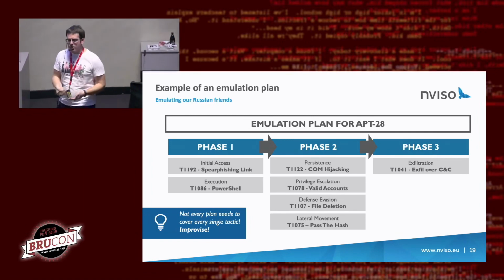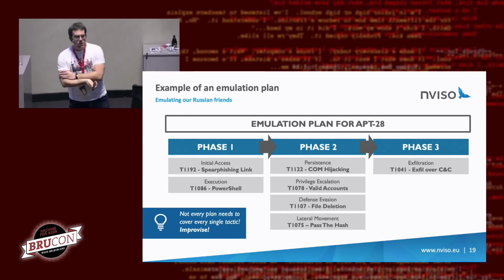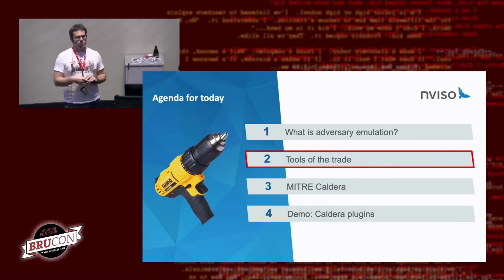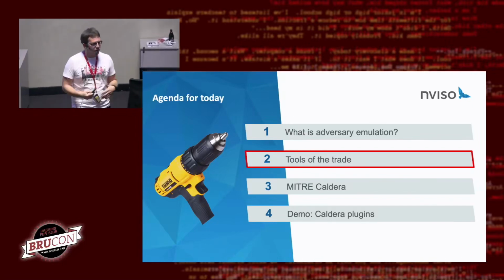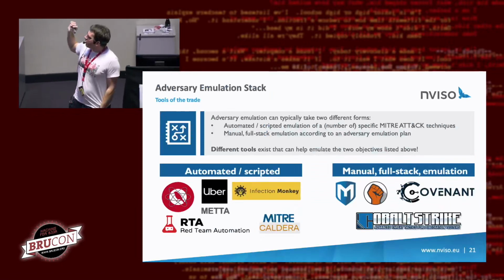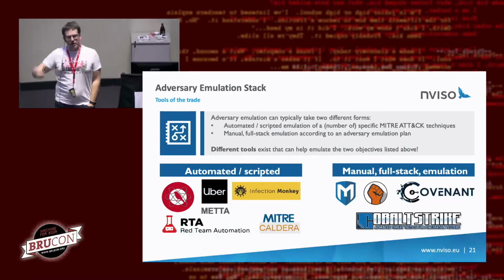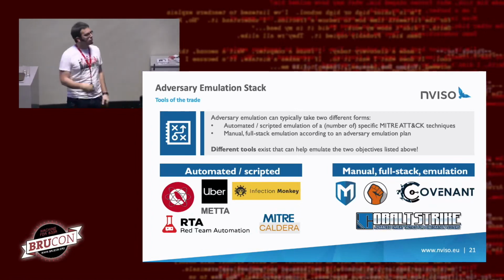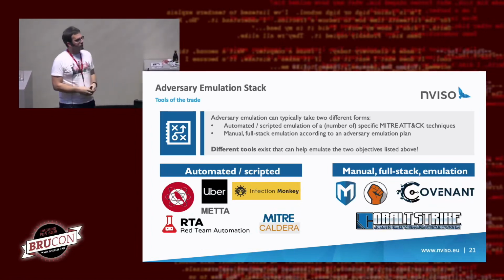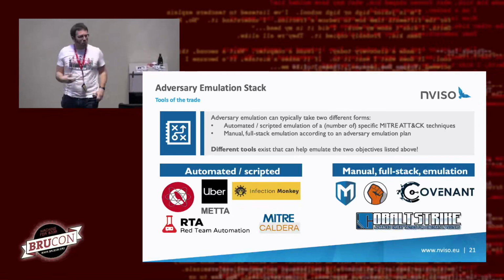Now, enough with the intro about what adversary emulation is all about. Let's look at some tools, right? How can we do this? What can we use? What can we leverage to get this done? On the left-hand side, you've got everything which I call automated or scripting, or well, things that do automated adversary emulation, if you will. On the right-hand side, you're looking at more manual stuff.